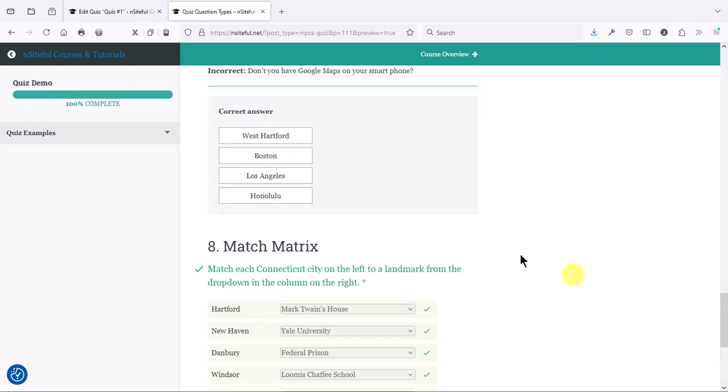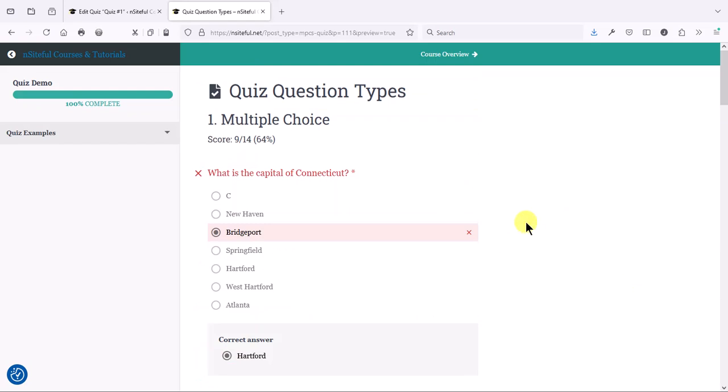So this is an overview of the different types of quiz question types in MemberPress. And it's important to understand what their limitations and capabilities are so that you use them in the right contexts.